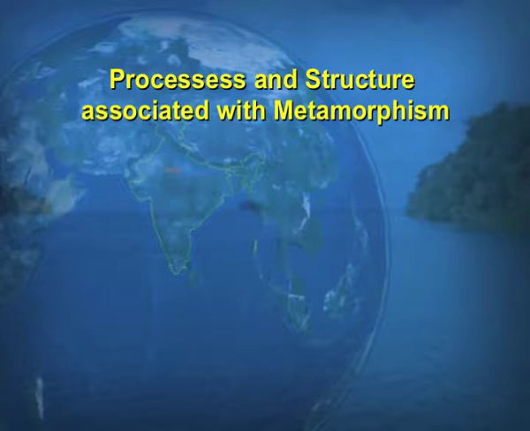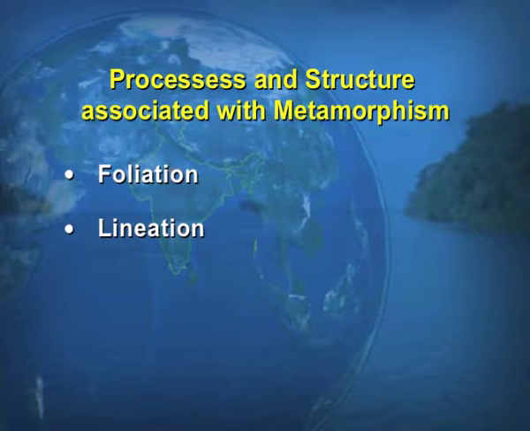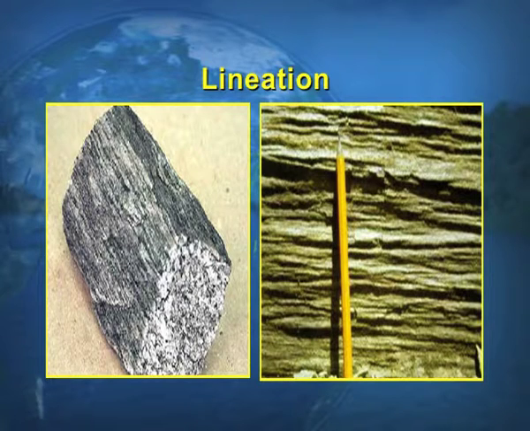Now, the processes and structures associated with metamorphism, this is very important, children. Just see that there are three types of processes which take place. One is foliation, another is lineation and the third is banding. Look at the picture, it will show you how lineation takes place. It is the mineral grains which are drawn out into long, thin pencil-like objects, and the pictures are self-explanatory, showing the lineation.